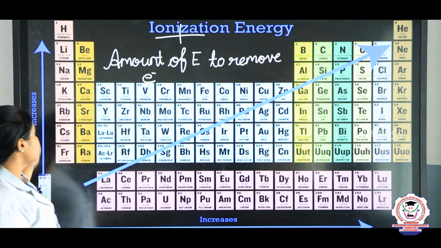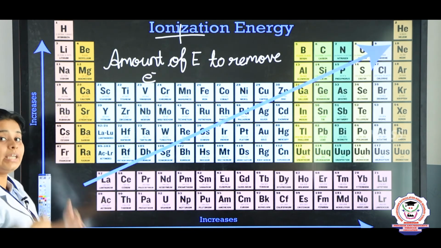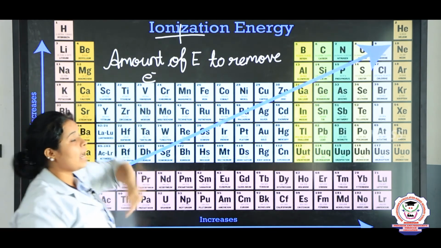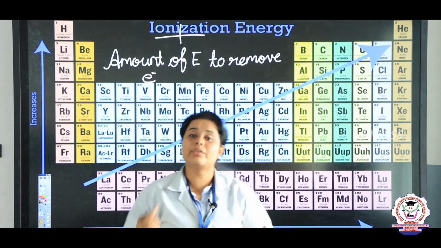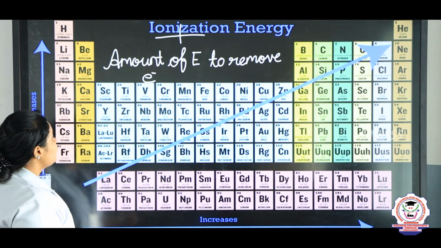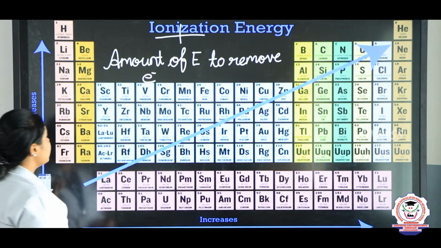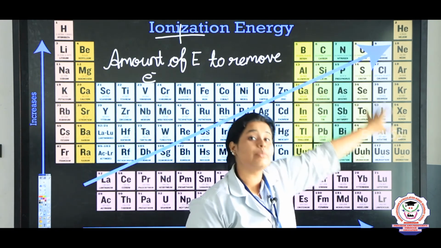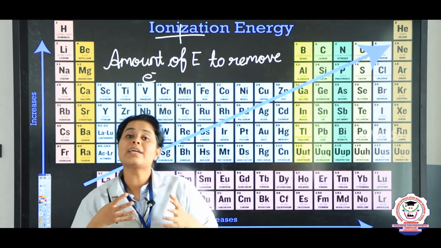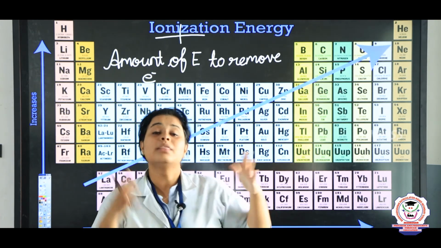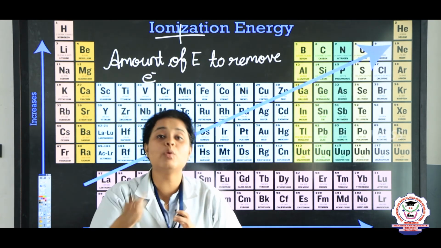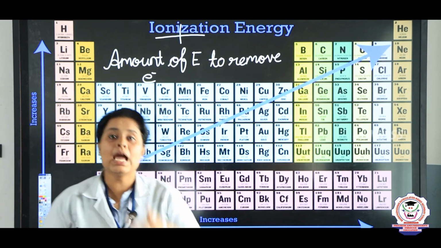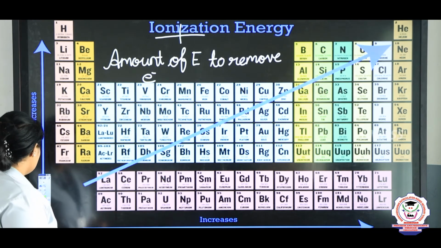So you can say that the ionization energy increases from bottom to up. Same way, ionization energy also increases from left to right. Here you can see one more thing: as the number of electron clouds increases, the attraction will be higher, because the radius gets decreased and removal will be a little bit difficult. That is why the amount of energy required will be higher, right? Yes.